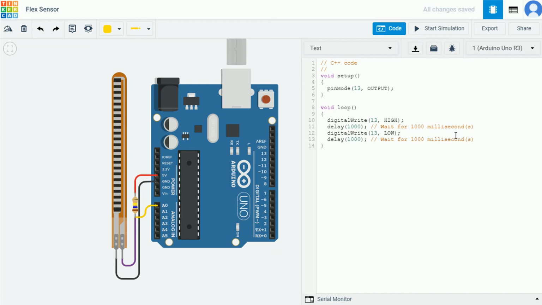Now let's write some code to scan the value of sensor and get some juice out of it. In the void setup function, we need to declare the pin number and its direction. We are using pin number A0 as input. For debugging, we will be using serial monitor. To begin serial monitor, serial begin function is used. Also, we need to specify the baud rate at which we need to print the output. We are using 9600 bits per second.